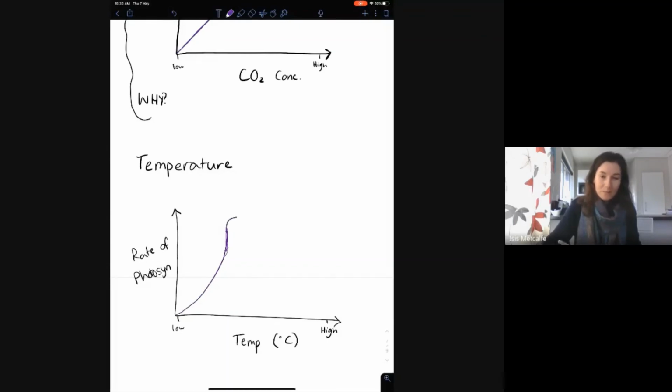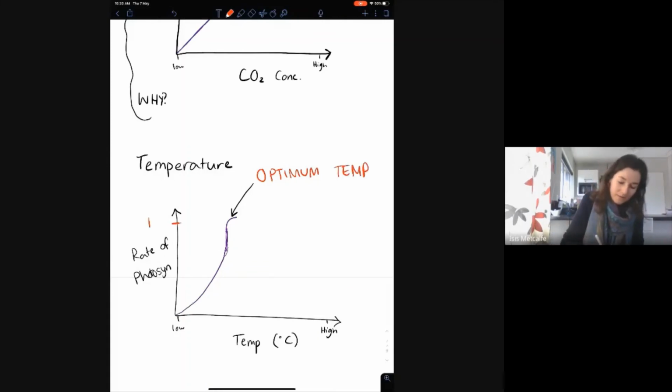And then we hit this point. So this point here is called the optimum temperature. I'm going to write it in red because it's important. Optimum temp. And at this optimum temp, this is where we see the highest rate of photosynthesis. This is where the plant is working at its best. So in the tropical rainforest, that's going to be like 35, 40 degrees. In the Arctic tundra, that's going to be like 5 degrees. Yeah, so it's going to be different for different plants. But the key thing is that this is where it works at its best.